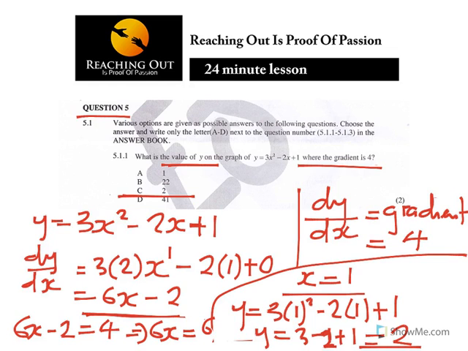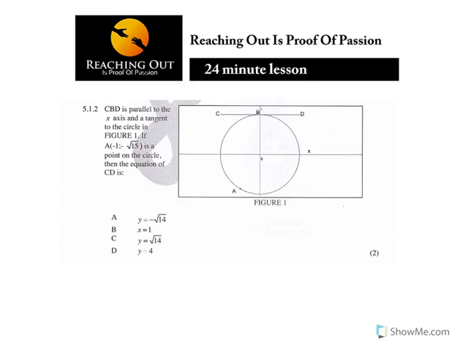Now, I repeat again, there was the tricky part. They gave us the gradient of 4. So gradient is dy over dx. So dy over dx is equal to 4. So this 4 and the gradient that we got, dy over dx, which is 6x minus 2. So now you have 6x minus 2 is equal to 4. Then you get the value of x. After getting the value of x, you substitute it into the original equation so that you can get the value of y.